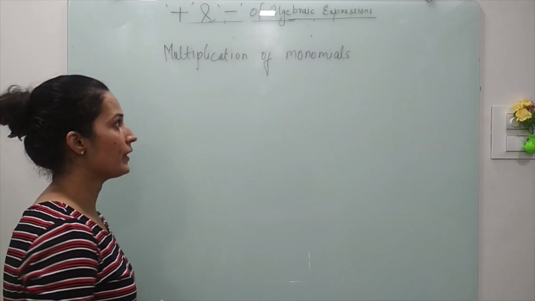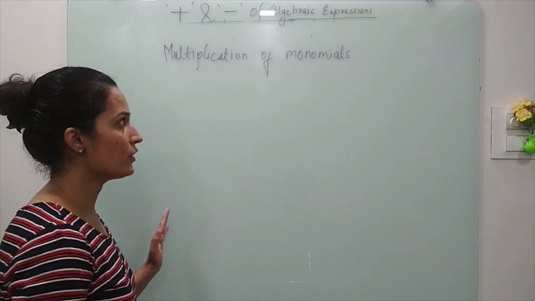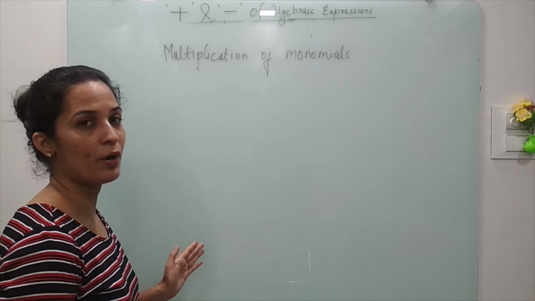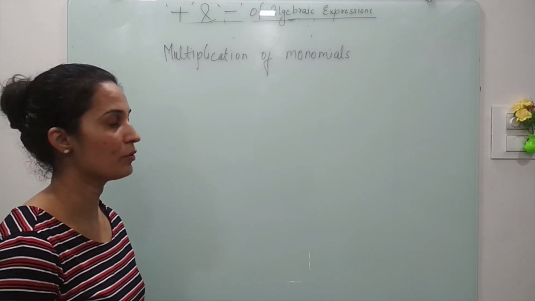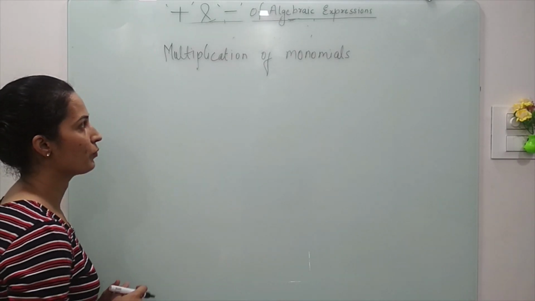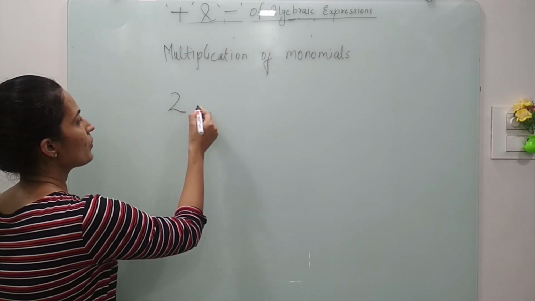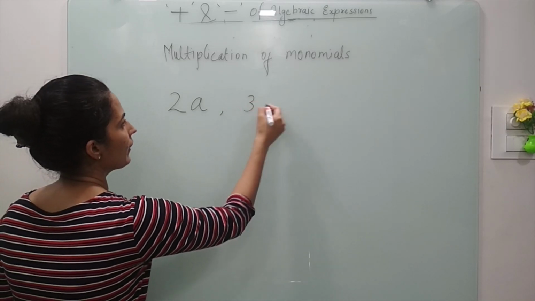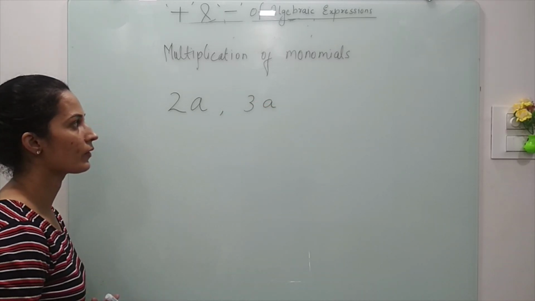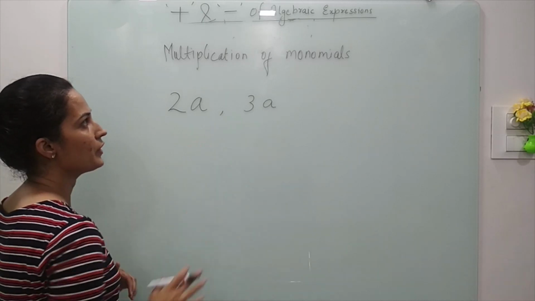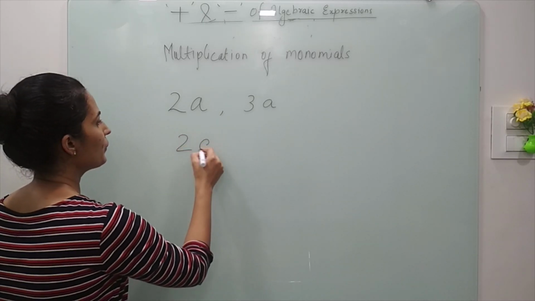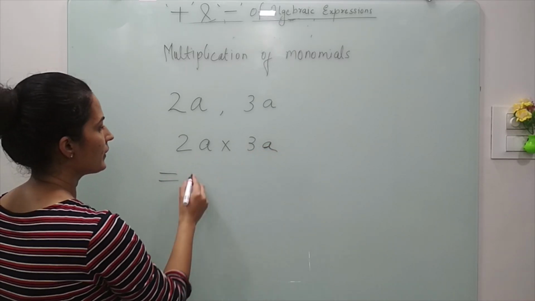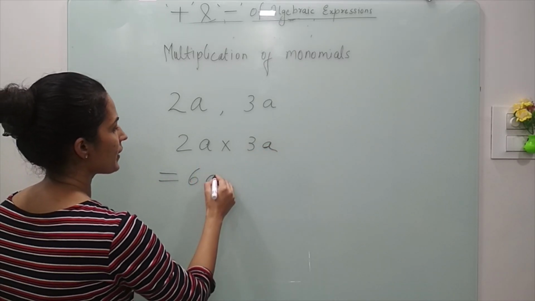Now let's quickly see the multiplication of monomials. In this video, I am only going to cover the multiplication of monomials and not beyond that. No binomials, no trinomials. We'll just take examples of monomials. So I have two terms or two monomials, for example 2a and 3a. I want to do the multiplication of these two monomials. How do I do it? 2a multiplied by 3a. This is equal to 2 multiplied by 3, that is 6, and a into a is a square.